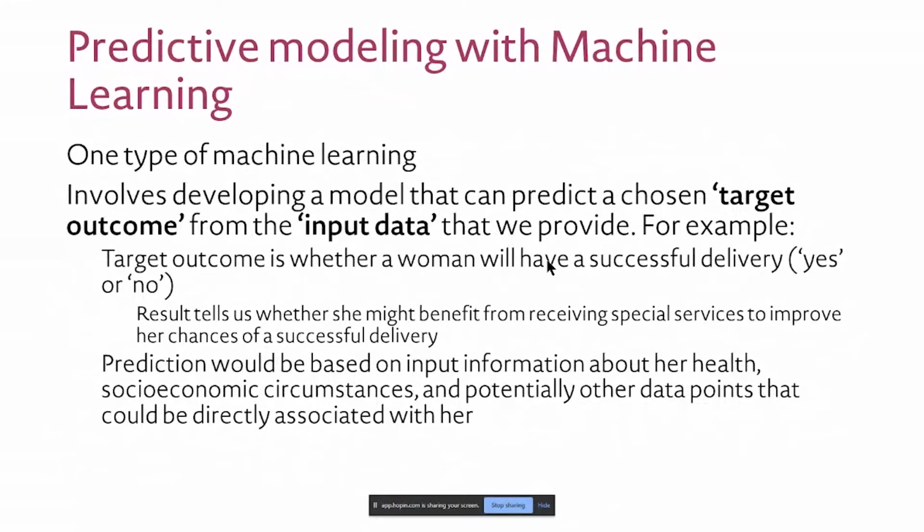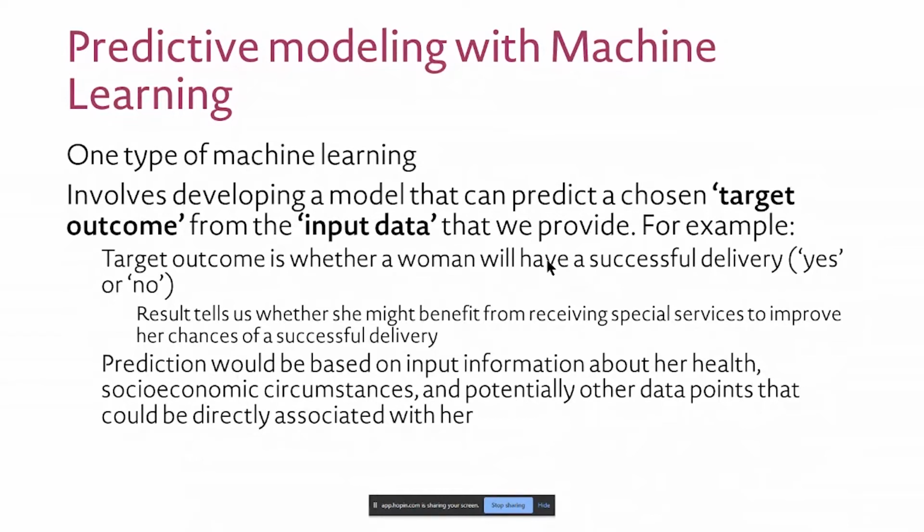Now, there's also predictive modeling with machine learning. And that is only one type of machine learning. And it's currently a type that D3 International is looking into in our programs. Predictive modeling involves developing a model that can predict the chosen target outcome from input data that we provide.